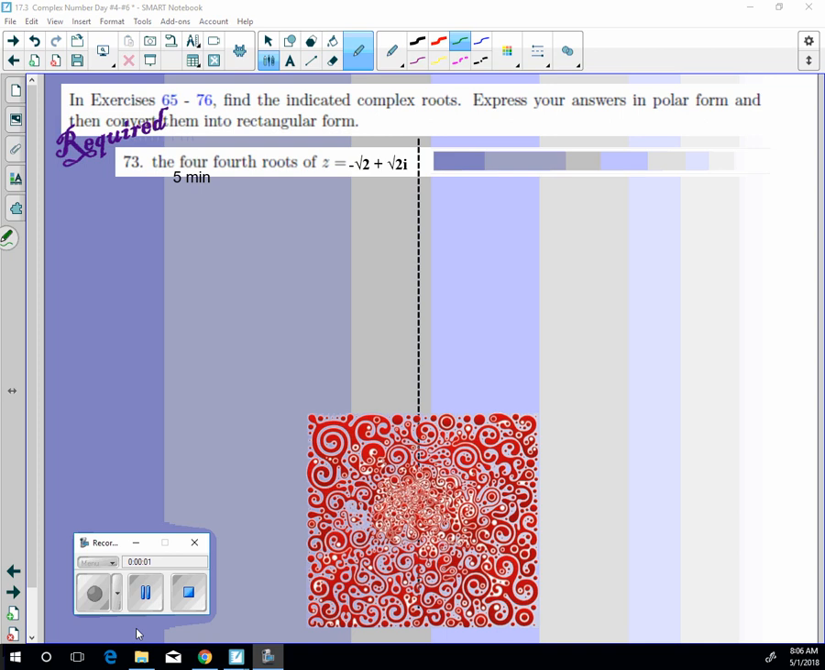Actually interesting that you can find the 4 roots of a complex number. Let me show you on a picture what we're talking about. So here's your complex plane. This is your real x and your imaginary y times i. Okay? So if we go over negative square root of 2, up square root of 2i, I'm going to be right here. All right? And we want the 4 roots of that.